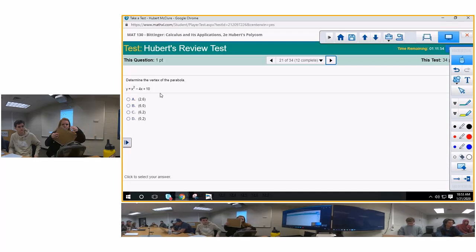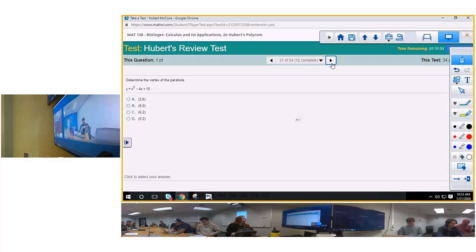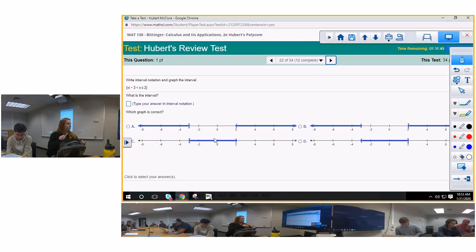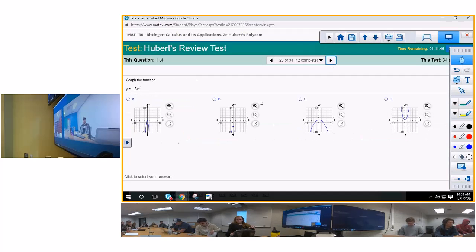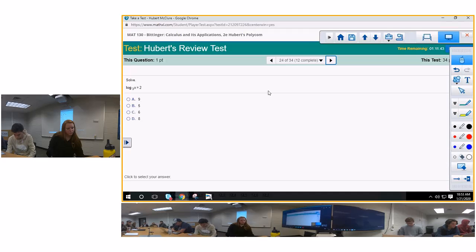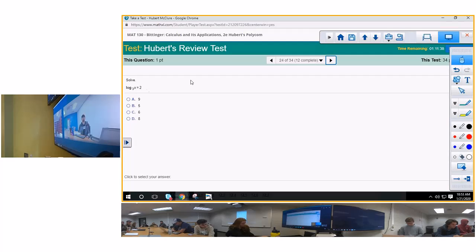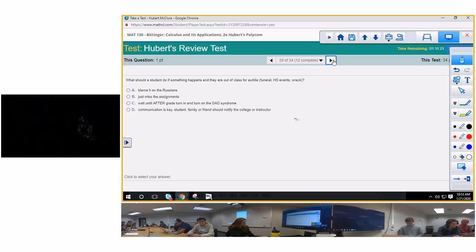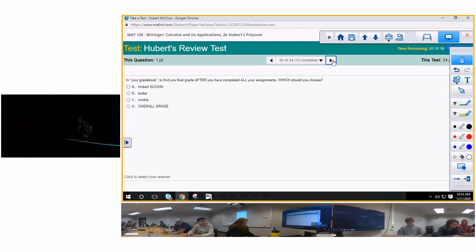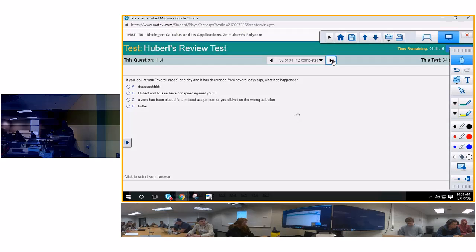Determine the vertex using completing the square. Write interval notation. Graph. This is the definition of a logarithm. Change it into an exponent. Find the slope and the y-intercept of the line. Graph it. Or find the slope. Solve for y. Domain, set denominator equal to 0. Bonus question. Bonus question. Bonus question. Bonus question.